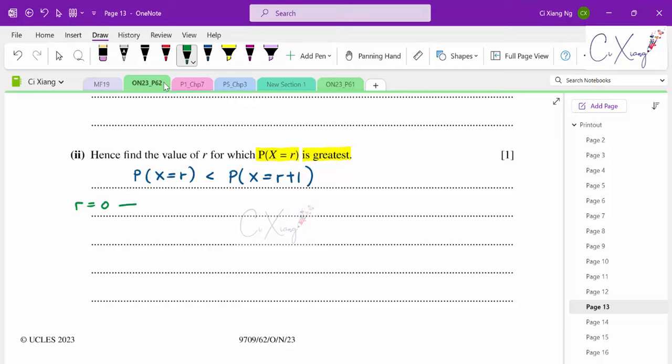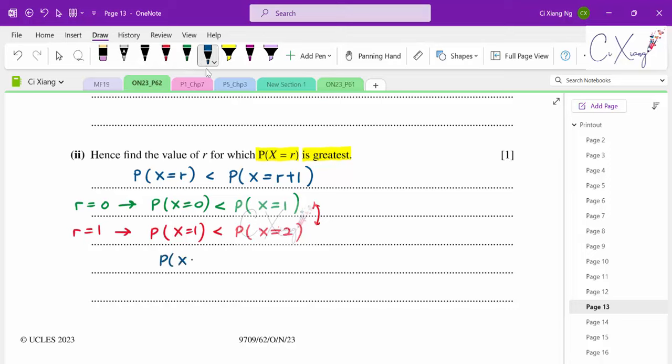If my r equals 0, the probability of X = 0 is smaller than the probability of X = 1, since 0 plus 1 is 1. And if my r equals 1, then the probability of X = 1 is smaller than the probability of X = 2. If you combine these two together, it gives you the inequality where X = 0 is smaller than X = 1, and X = 1 is smaller than X = 2. Can you have it smaller than X = 3 or not?